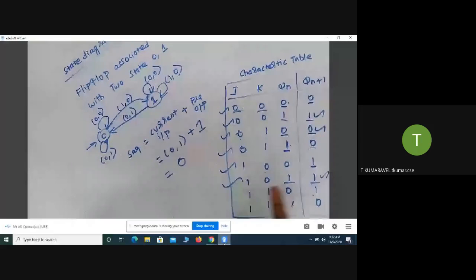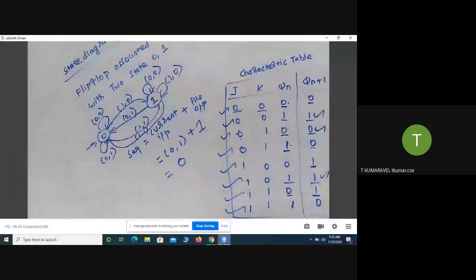Okay, what about this? I'm in 0 state. My input combination is 1 1. Okay, 1 1. What is the final output? 1. What about the last? I'm there in the 1 state. I'm going to consume input as 1 comma 1. What happens? Okay, the output is 0.